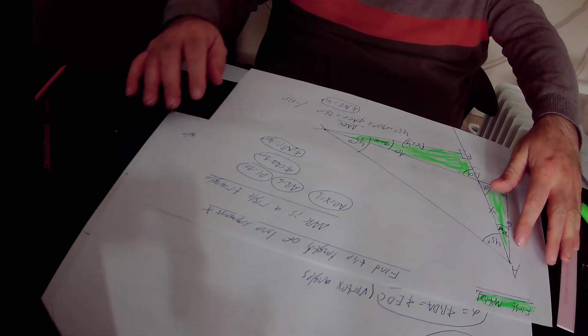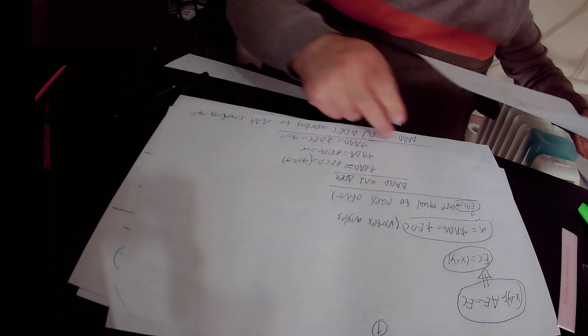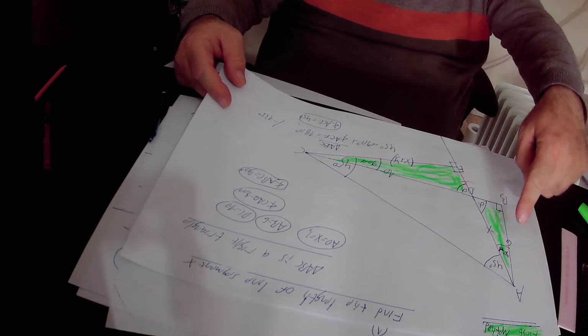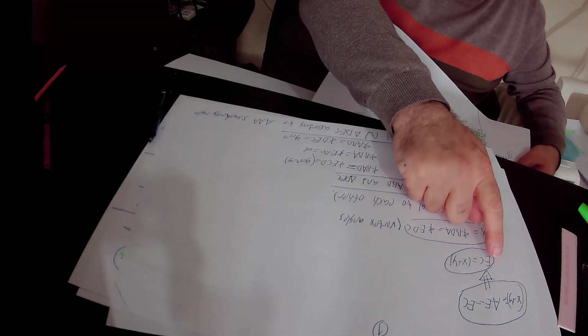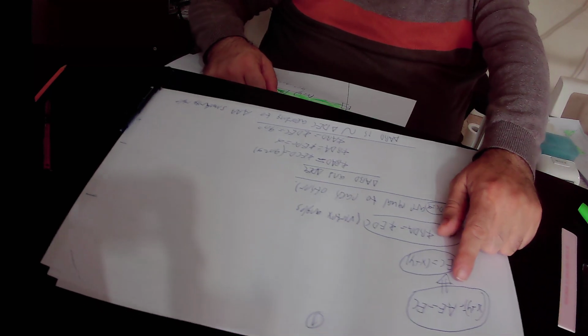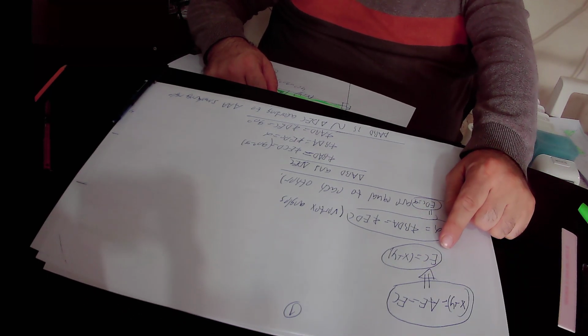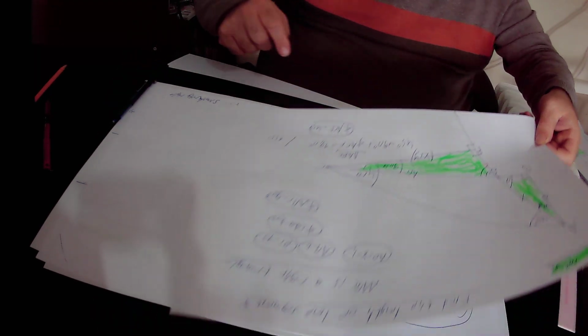Here, AE must be equal to EC. But we know that AE equals x plus y. So from this equation, x plus y equals AE equals EC, we derive that EC is also equal to x plus y. Here EC equals x plus y.